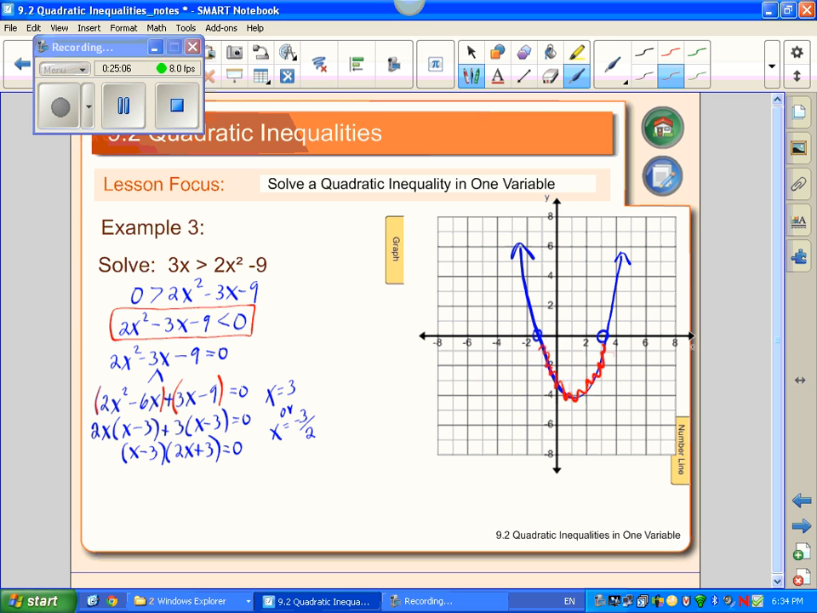My number line is going to be right in here. So this is saying that -3/2 is less than x, which is less than 3. That would be my answer. How does that look when we do it with the number line?